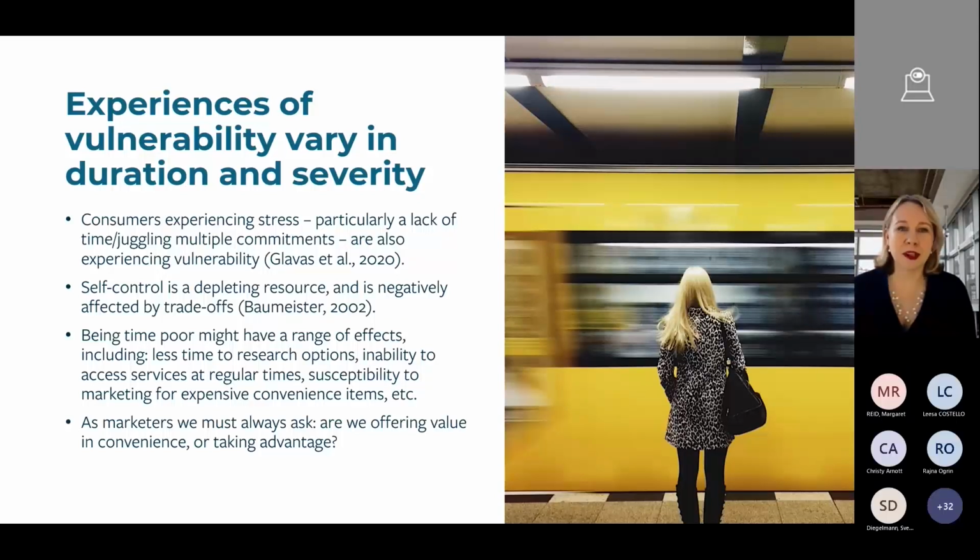So consumers who are experiencing stress, especially a lack of time, having to juggle multiple commitments, are also experiencing a form of vulnerability. Self-control, as we know, is a bit of a depleting resource. So we reduce our self-control throughout the day. We reduce the resources that we have to make optimum decisions. Being time poor can have a range of negative aspects. Why do I mention this when I talk about vulnerability?